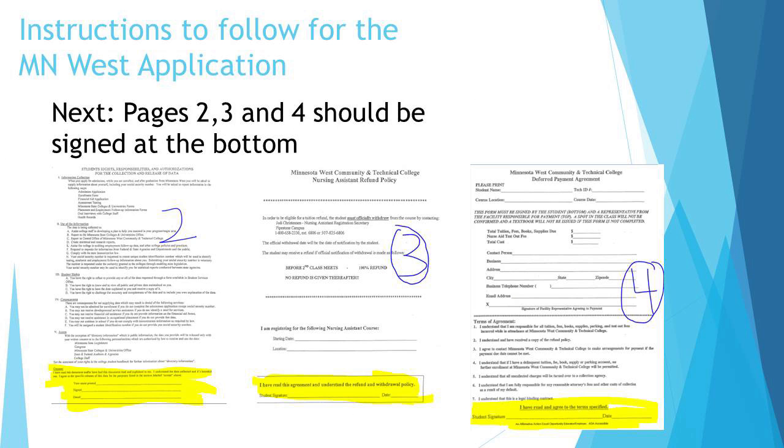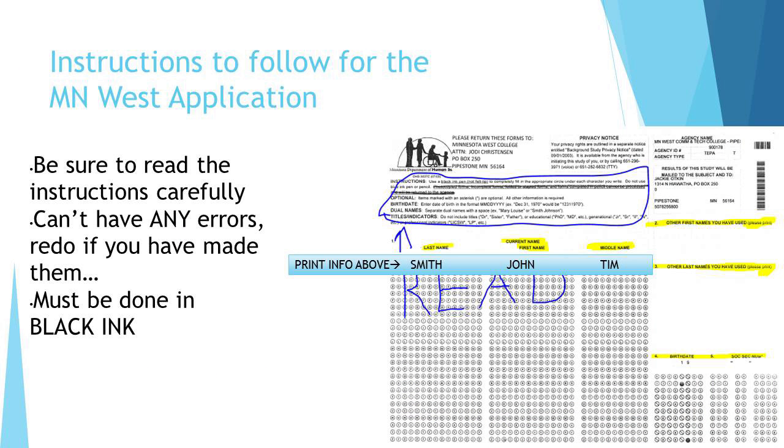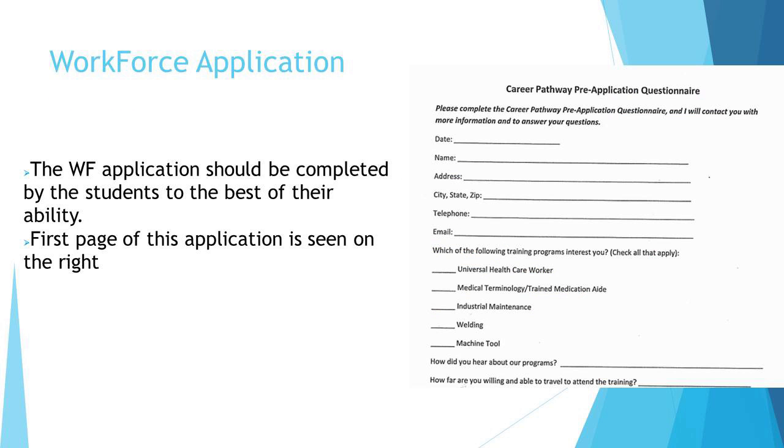Pages 2, 3, and 4 of the Minnesota West application only need the student's signature at the bottom of each page. The background check portion of the application must be filled out completely with no errors and in black ink. Be sure not to miss any of the questions. Before the bubbles are filled in, write the requested information above it. See the examples provided for further direction. The workforce application should be completed by the student to the best of their ability. See the first page at the right.